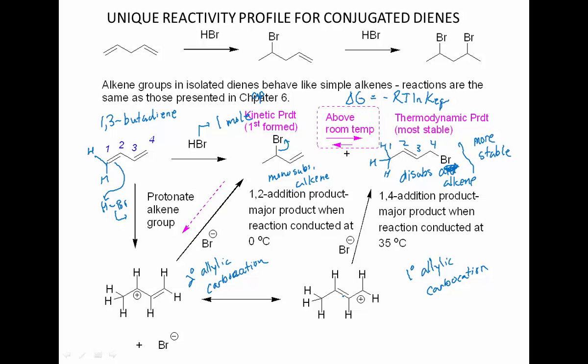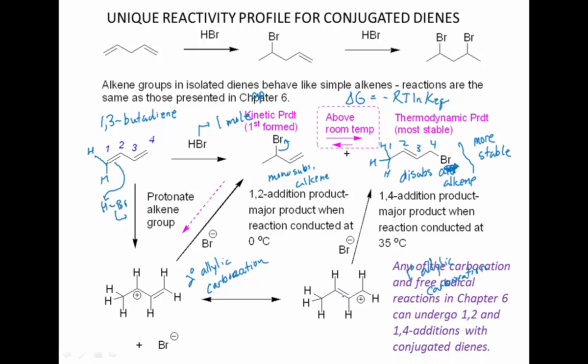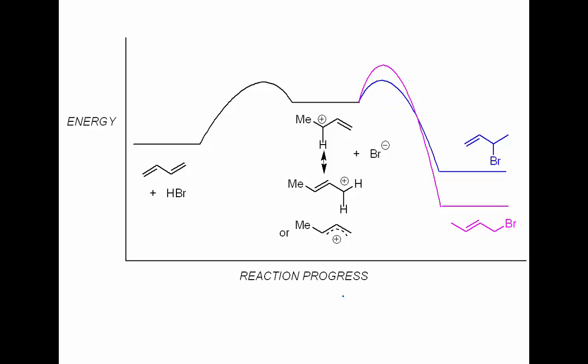But at equilibrium, we just look at what's the relative stability of the products, and if we look at the degree of alkyl substitution, we can see that the 1,4 addition product, being a disubstituted alkene, is of course more stable. Okay, and any of the carbocation and free radical reactions that we encountered in Chapter 6 can undergo both the 1,2 and 1,4 addition pathways with conjugated diene. So this is a potential reaction for any of those systems. Okay, let's look at it on a potential energy diagram.